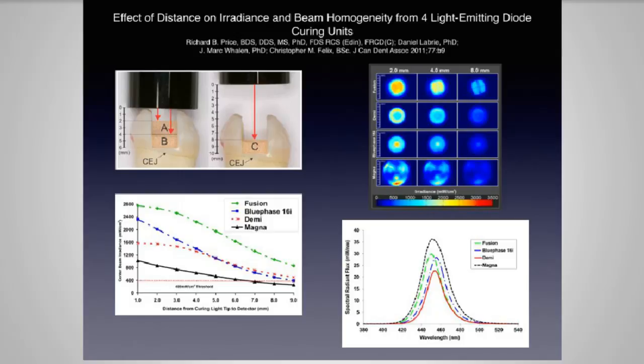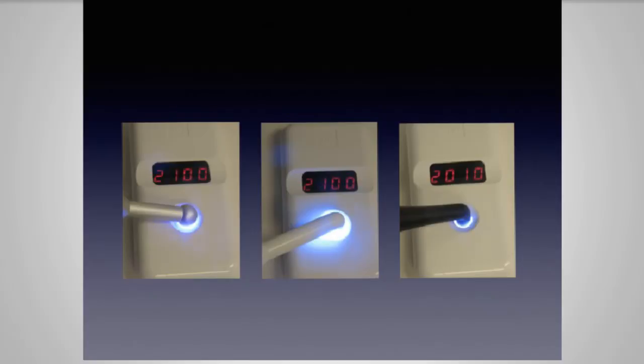So I've been doing some in-office testing over the course of time, and this is one of the slides that I show in my lectures when I'm on the road. I use an SDI radiometer, which is a really nice light test because you can test both your halogens and all of your LED lights very effectively. Here I'm using three different lights that we have in the office: a Fusion on the left, a Radii Plus in the middle, and one of the new Demis on the right-hand side. You can see that with the tip directly on the radiometer, they all give us very good milliwatts per centimeter squared of output.